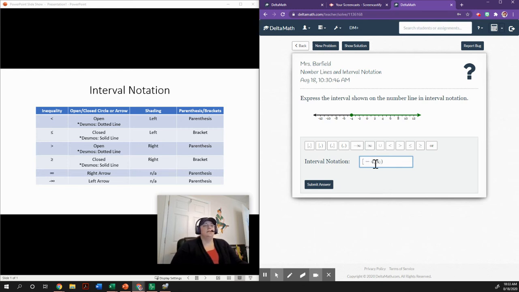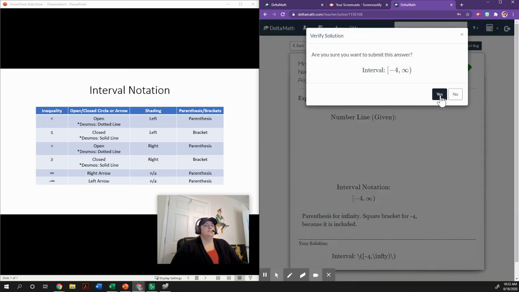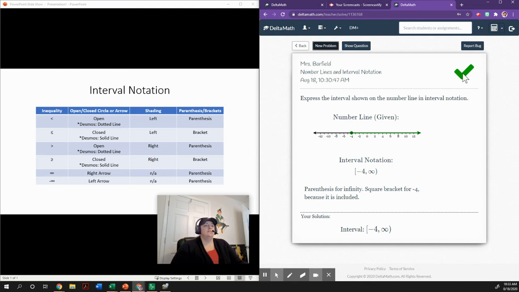All right, and I'll do a couple more of these so you can see what is happening here. I picked a bracket because greater than or equal to indicated I needed a bracket. And then I picked parentheses because infinity says that it needs parentheses. Okay, so submit. Yes. Green check. So parentheses for infinity, square bracket for -4, because it is included. That's that or equal to, that closed circle, okay? And then you can see my answer. All right, let's do another one.